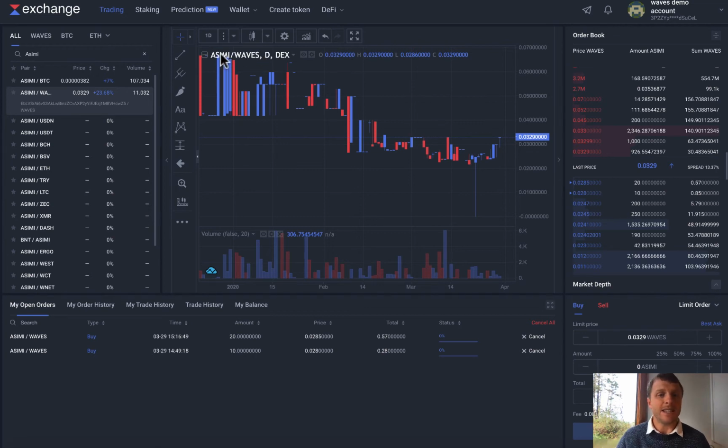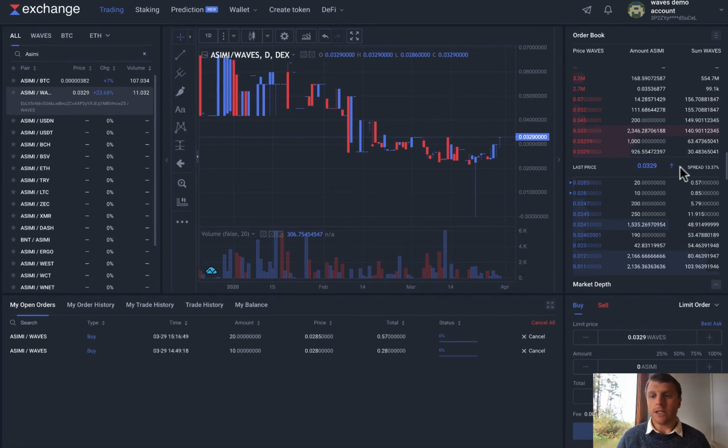So if it says Asimi Waves, then it means that we are buying or selling Asimi tokens, okay? So when we come down and we decide we want to buy, what we're saying is we're buying Asimi tokens. We're not saying that we're buying Waves. We say that whatever it is, the very first listed token, that's the one that we're buying or selling.